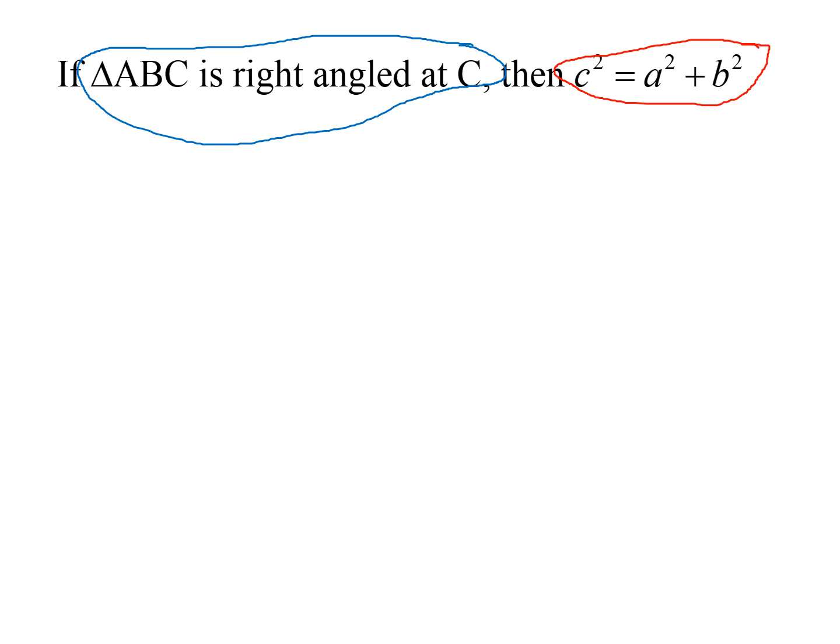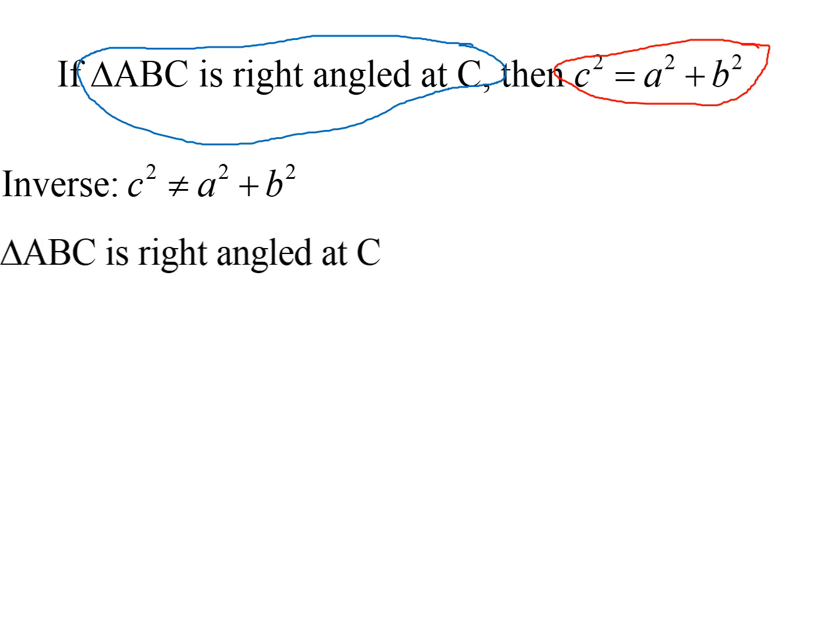Okay, so now we're going to write the inverse of this statement. Because it's an inverse, therefore C squared does not equal A squared plus B squared.